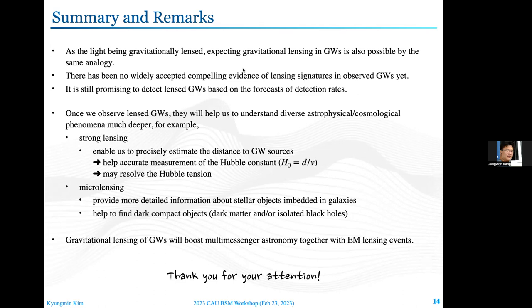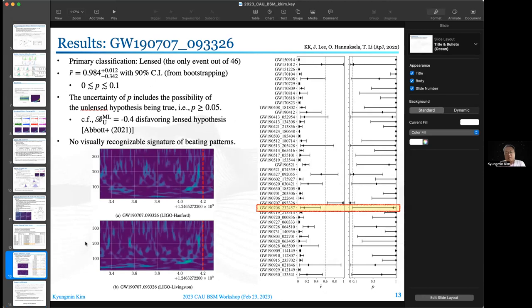You mentioned the possible candidate for the alleged lensed gravitational wave event on page 13 or 8. Would you show that? Here? Yes. So this GW190708, this is a single event. Yes. So we probably expect that if the distance is quite large, then the nearby events might be the lensed event. So did you check the other events around this event?